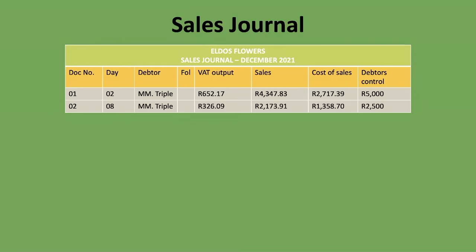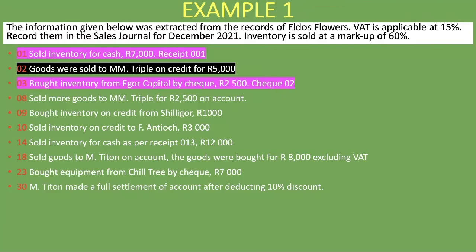Again, you can check if you did all your calculations correctly. You take your VAT output amount plus your sales amount. It should give you 2,500 rand. Okay, I hope that was easy enough. Let's continue. Let's highlight that one because we've just completed it. So I'll highlight it in black because it goes into our sales journal.